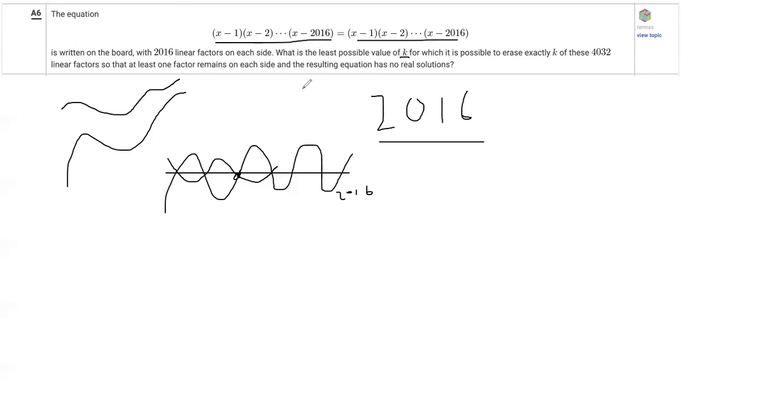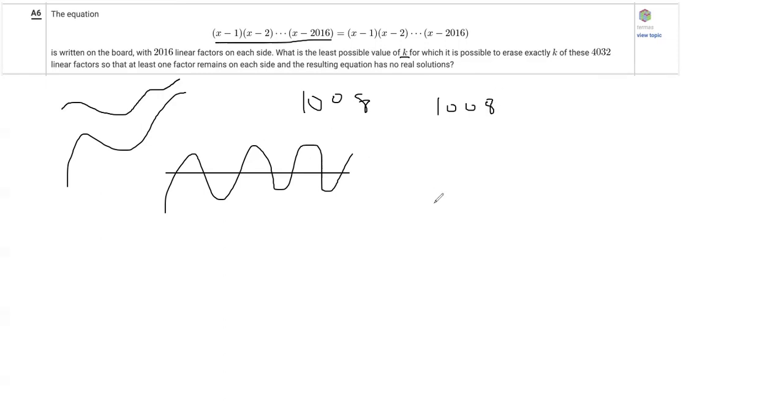By saying some subset of the numbers 1, 2, 3, ..., 2016 are roots of this polynomial, and the other subset are roots of this polynomial, then what's the maximum number of terms we can have if the resulting equation has no real solutions? So I guess the first thing that comes to mind is, what if we just try to construct a solution? For example, we can take the first 1008 values, and then the later 1008 values.